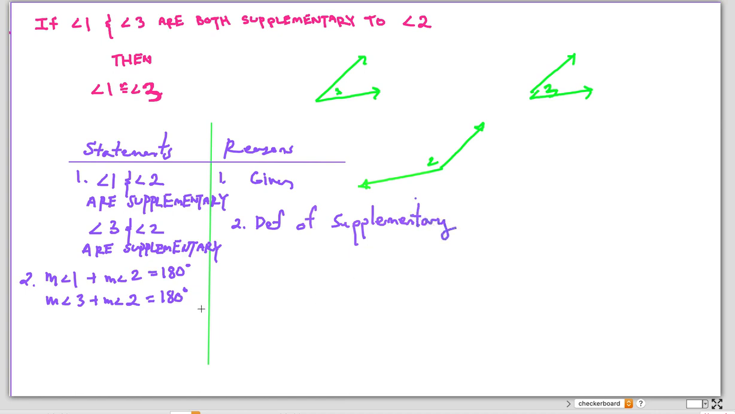What does it mean for two angles to be supplementary? Their measures sum to 180. If two angle measures sum to 180, then they are supplementary. Now from here, these two equations both equal 180, which means that you could set them equal to each other. So now I have measure of 1 plus measure of 2 is equal to measure of 3 plus measure of 2. And this is substitution. I just substituted.